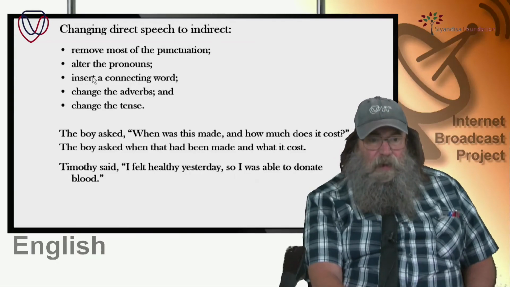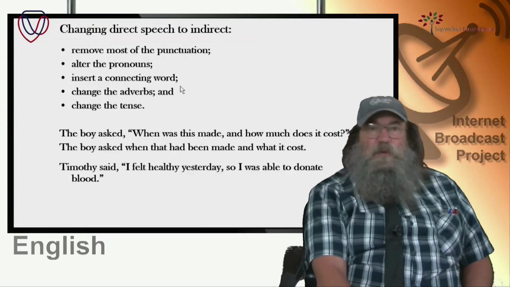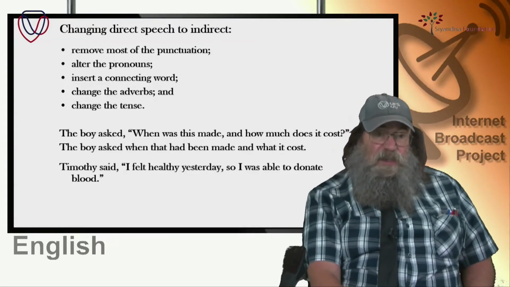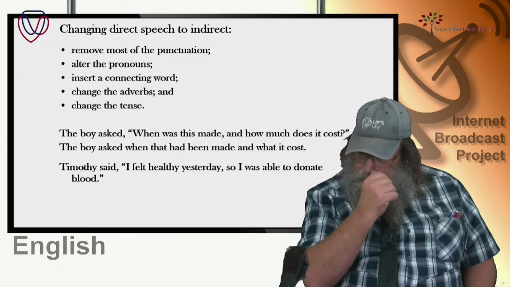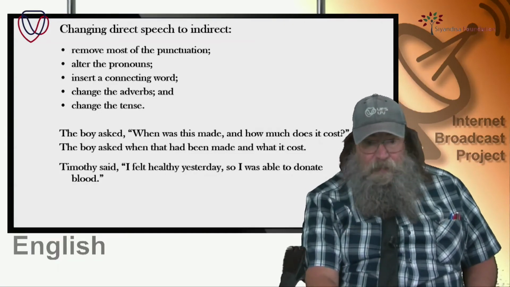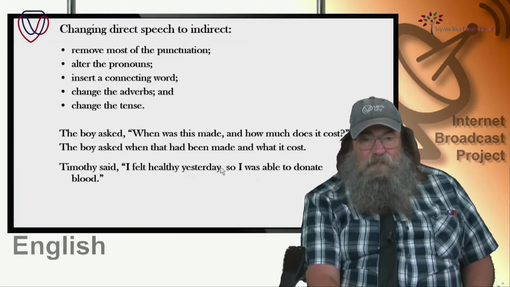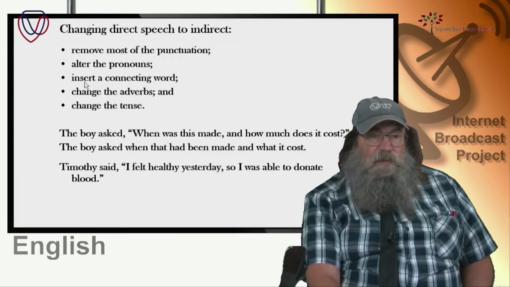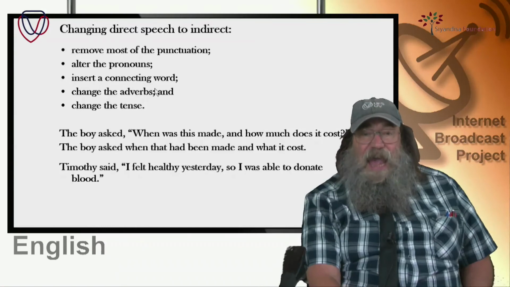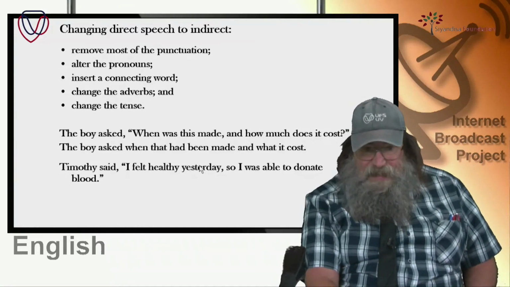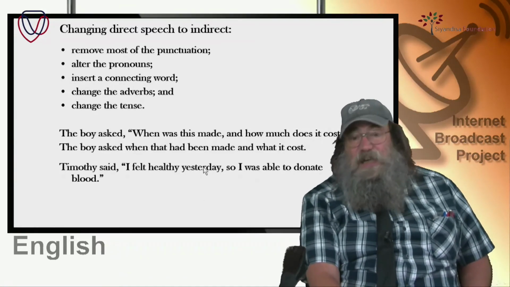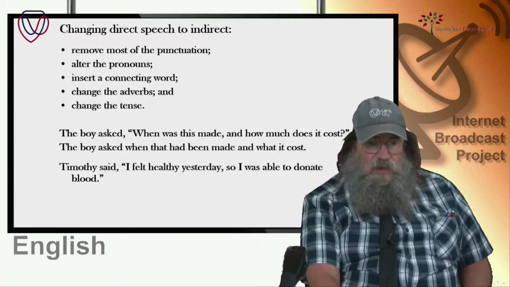Good. Do we need a connecting word? It would be better with a connecting word, but it's not essential. When in doubt, though, include a connecting word. So we're going to use that in this case. Are we going to change the adverbs? Is there an adverb? Yes, there's yesterday, an adverb of time. So that's going to have to change.